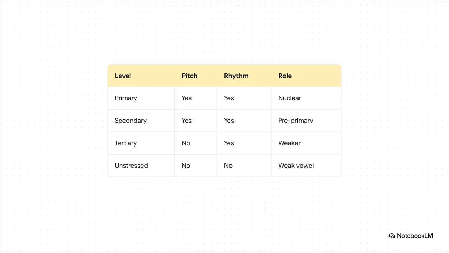And finally, unstressed syllables have neither. These are the weak links, usually just a schwa. For your exams, if you can just distinguish the main primary stress from the pre-primary secondary stress and those weak unstressed syllables, you are going to secure those points for sure.